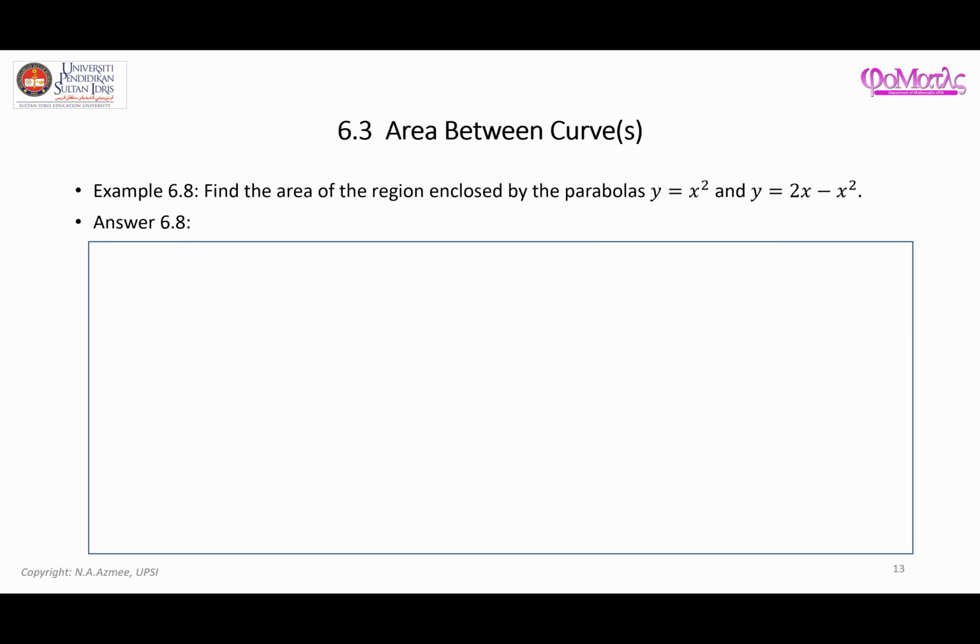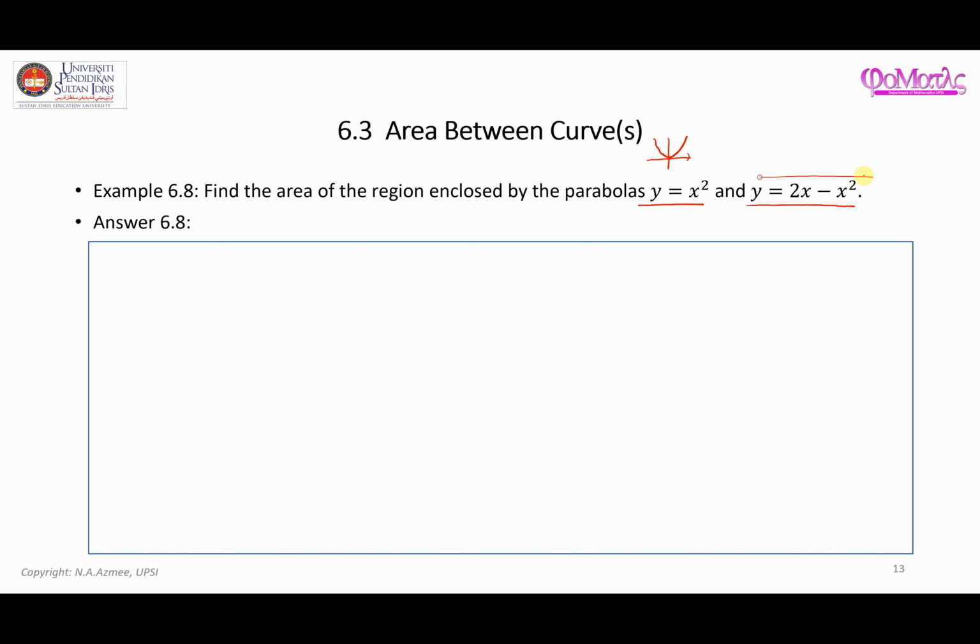So in this video, I'm going to illustrate another example related to finding the area between the two curves. So here we have these two functions, y is equal to x squared and y is equal to 2x minus x squared. I think for the first function, it is quite straightforward how to sketch it. It's just going to be looking like this.